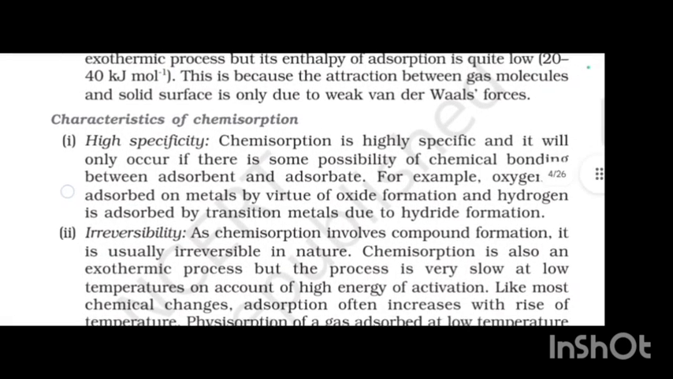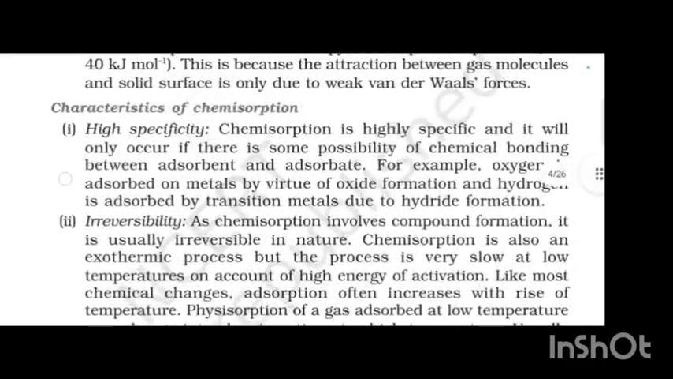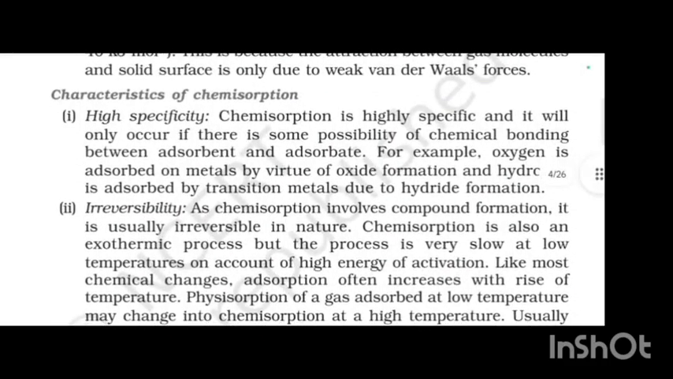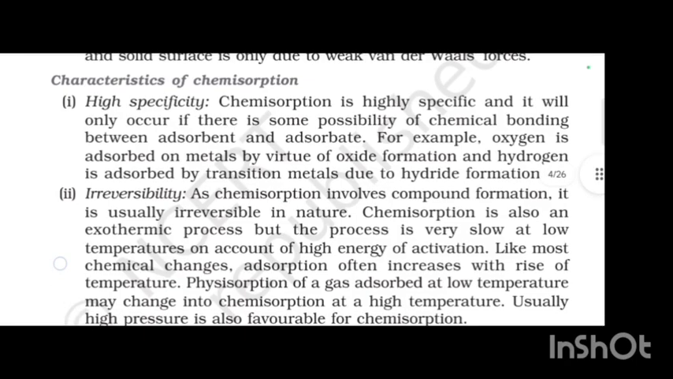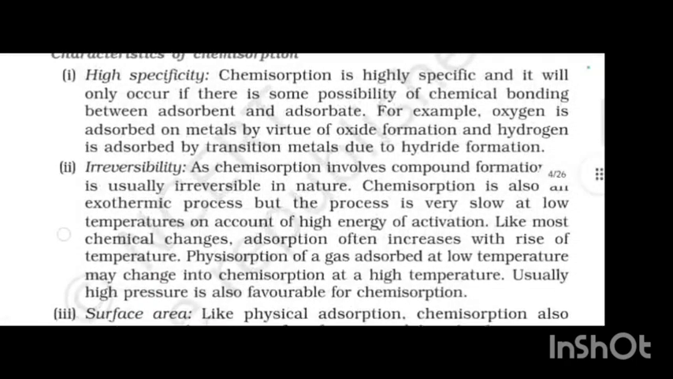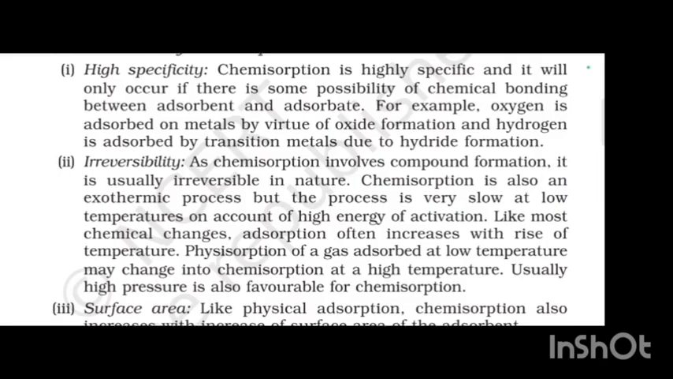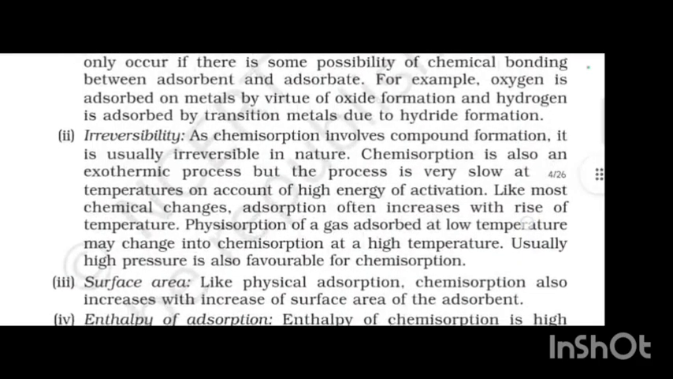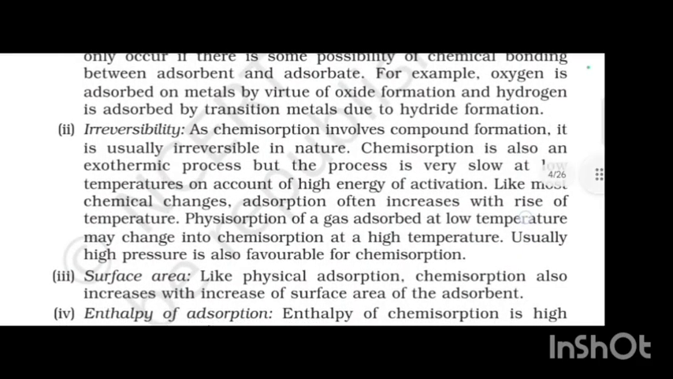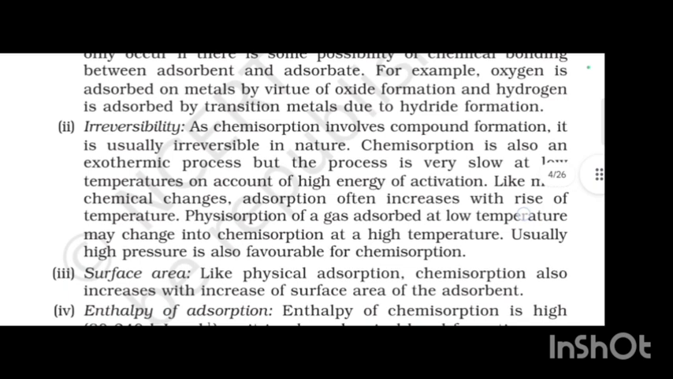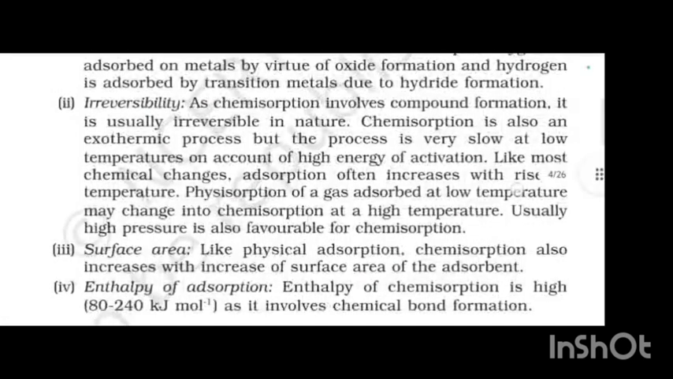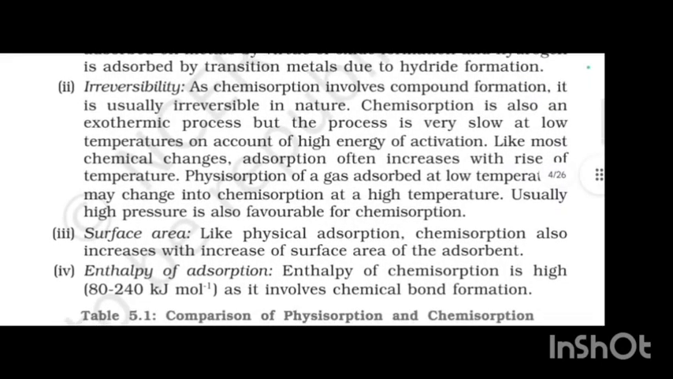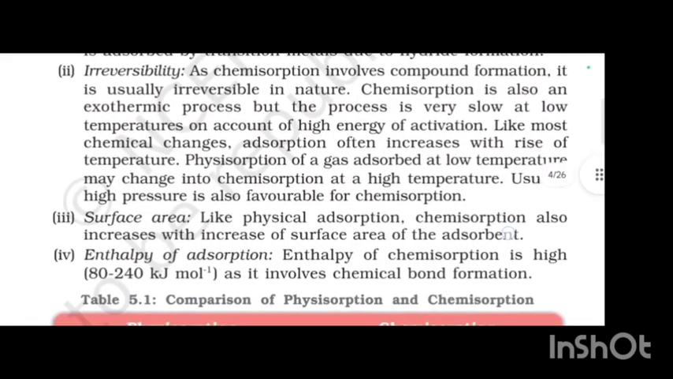This is because the attraction between gas molecules and solid surface is only due to weak van der Waals forces. Characteristics of chemisorption. First, high specificity. Chemisorption is highly specific and it will only occur if there is some possibility of chemical bonding between adsorbent and adsorbate. For example, oxygen is adsorbed on metals by virtue of oxide formation and hydrogen is adsorbed by transition metals due to hydride formation.